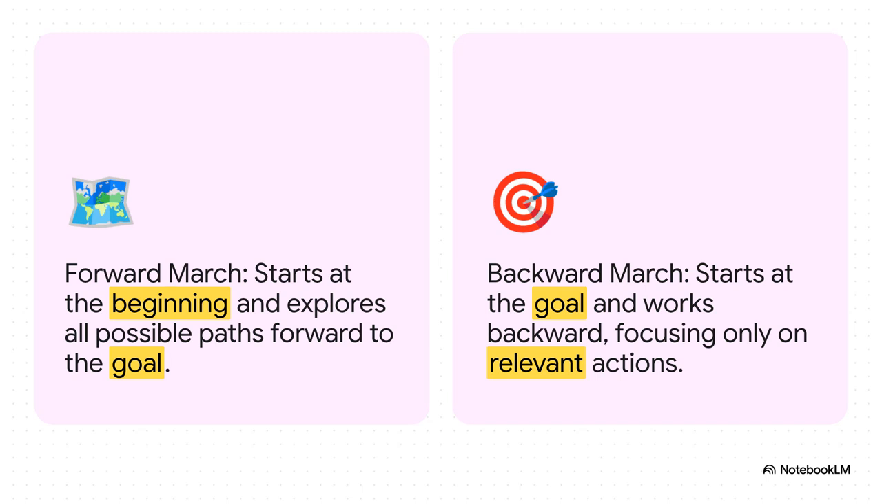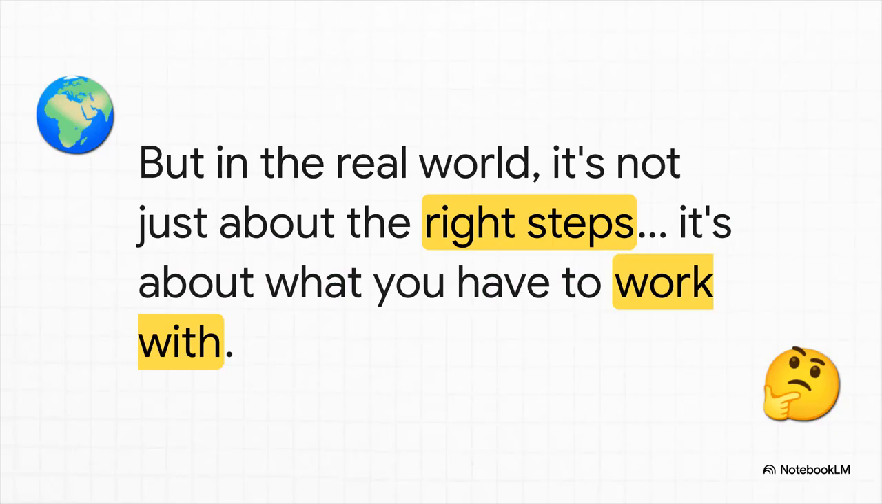So here's the key difference when you put them head to head. Forward march is like an explorer, starting from the beginning and checking out every possible path. Backward march is more like a detective, who starts with the solution and only follows the most essential clues back to the very beginning. One explores, the other deduces. But here's the thing, and it's a big one. Both of those methods assume you have unlimited resources to get the job done. And, as we all know, the real world just doesn't work that way. This brings us to our final and definitely most complex layer of AI planning.